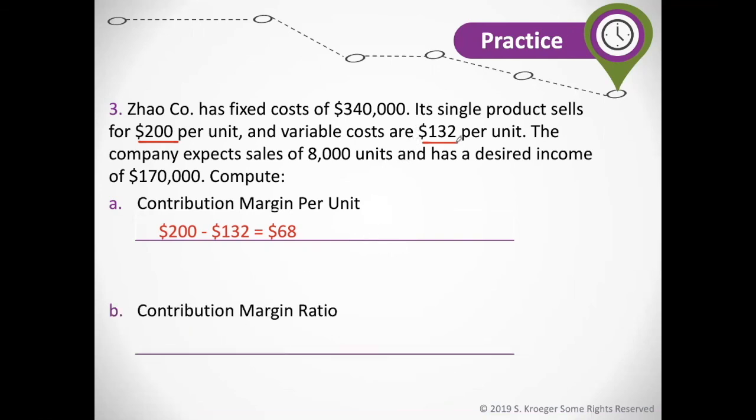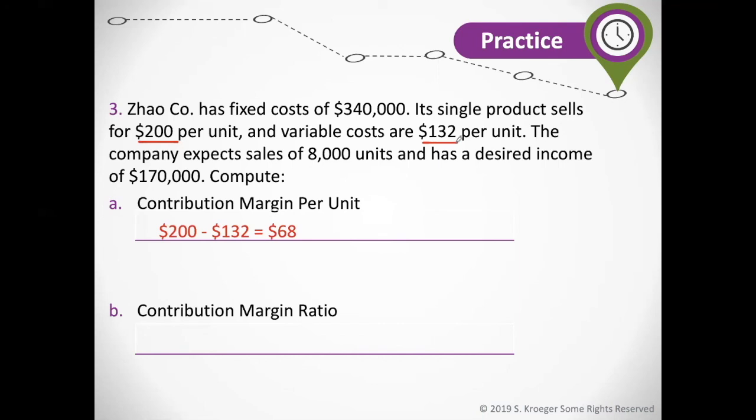Part B would like us to find the contribution margin ratio. Remember, there are two formulas. One is contribution margin divided by sales, and the other is contribution margin per unit divided by the selling price per unit. Which one should we use here? We should use the second one, contribution margin per unit divided by selling price per unit, because we already have this information. Regardless, we would get the same answer, but this one would be faster for us to calculate.